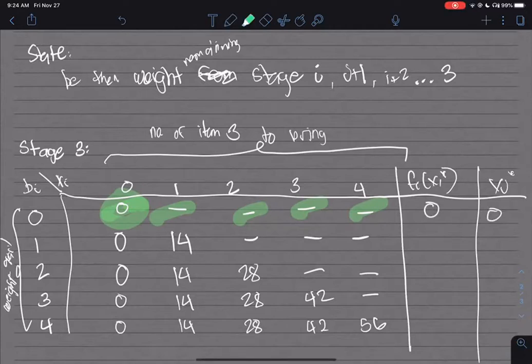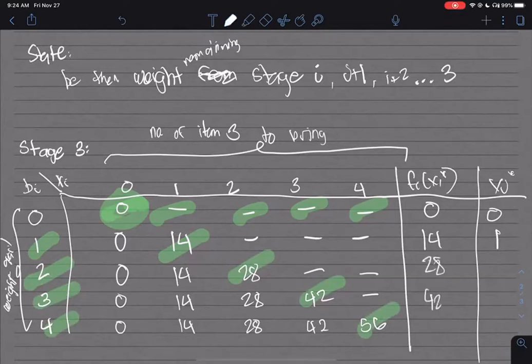If I go to state 1, maximization, the best alternative is 1, to bring 1 item of item 3, and the value is 14. And we do that for all states. Okay? Medyo straightforward pa siya sa first stage. 28, 42, 56, for states 2, 3, 4. So far, do you have any questions for this item?